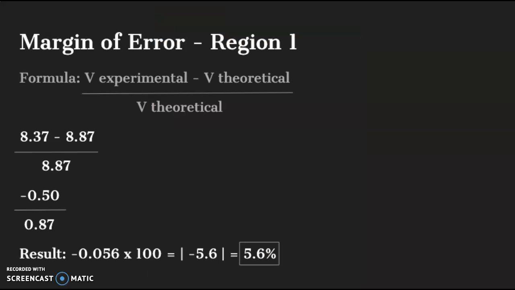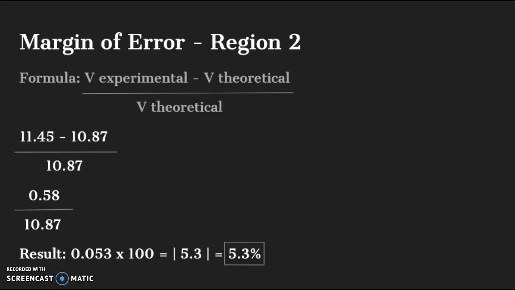Now we're going to go over the margin of error for region 1 using this formula: volume of experimental minus the volume of theoretical, over the volume of theoretical. And I found that the region 1 margin of error is going to be 5.6%, which is pretty good. However, the margin of error for region 2 is going to be a little bit smaller. But when we're doing these projects, I feel like it's something to be proud of.